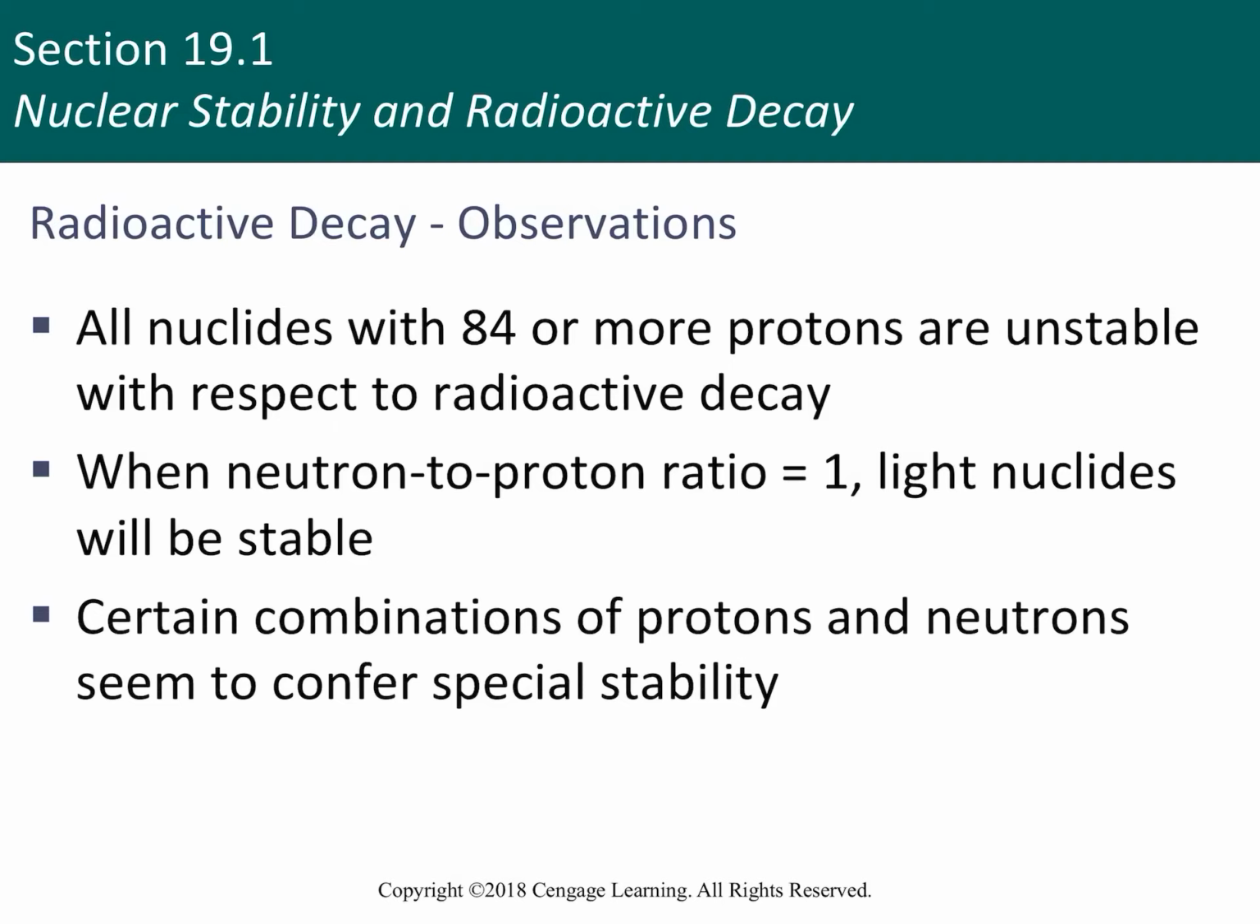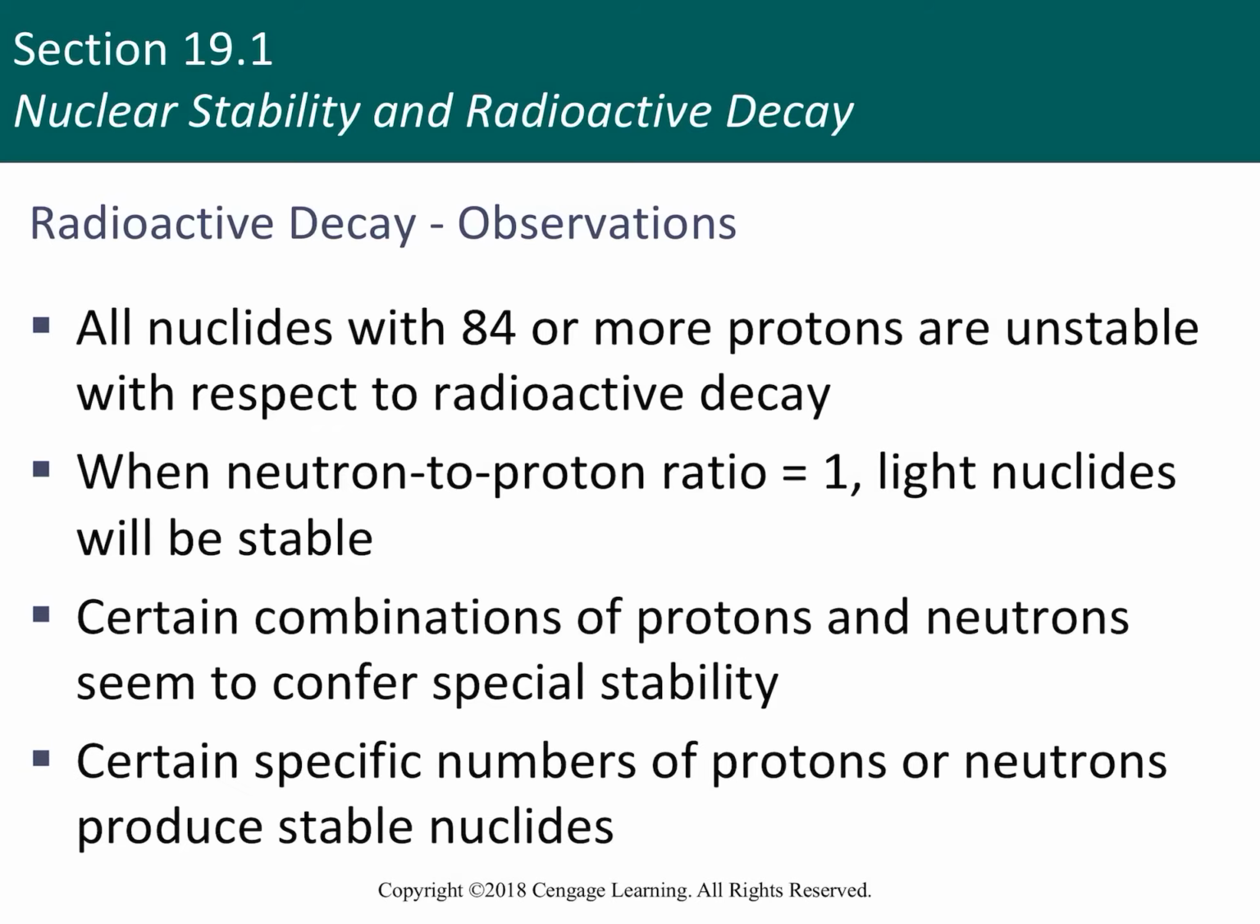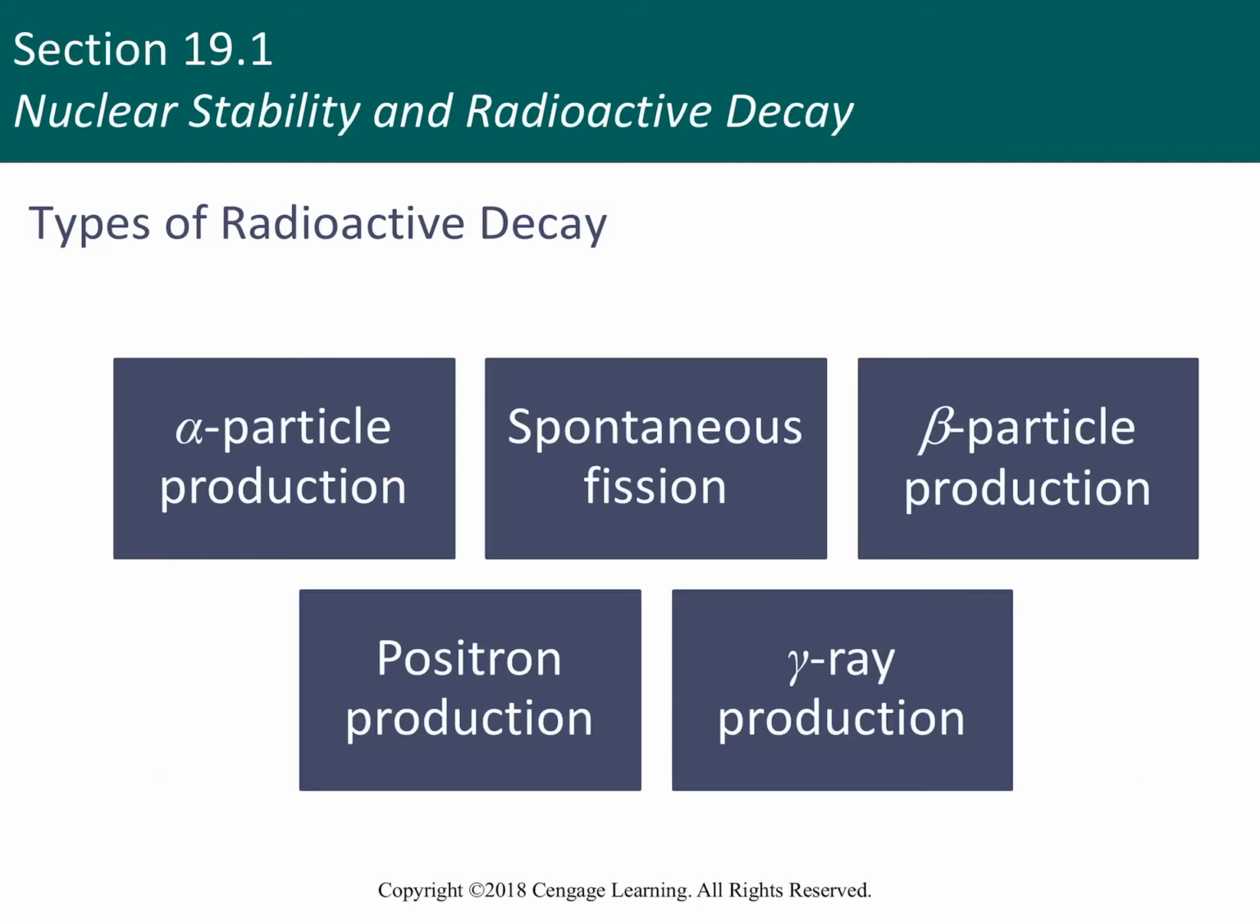Certain combinations of protons and neutrons seem to confer special stability. For example, nuclides with an even number of protons and neutrons are more stable than those with odd. Just a couple of little observations. For our light nuclides, it's important that the number of protons and neutrons are the same. For the heavier ones, the neutrons are going to be greater. And observations have been made that combinations of even protons and neutrons are a little more stable than those with odd.